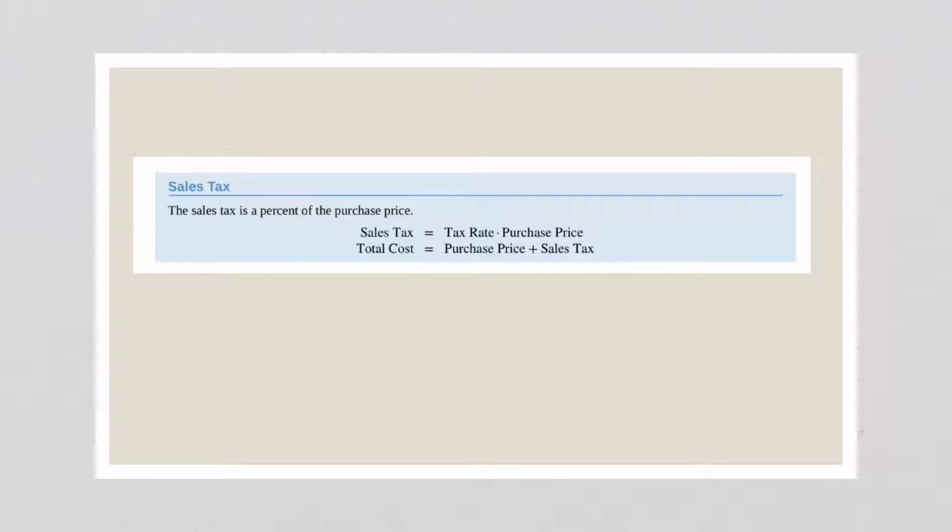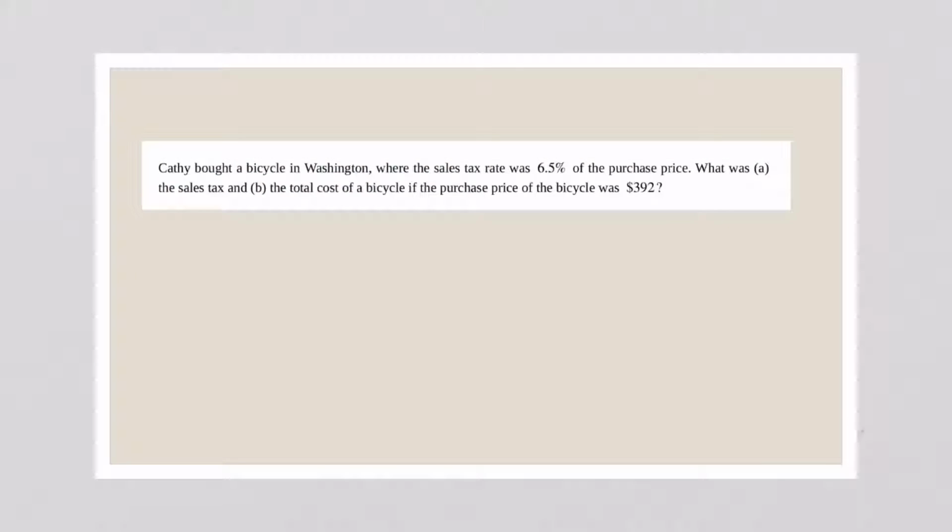Okay, so right here it says sales tax equals your tax rate. Now the thing that it doesn't say is tax rate as a decimal, so make sure that you understand that. Tax rate times your purchase price. Your total cost is your purchase price plus your sales tax.